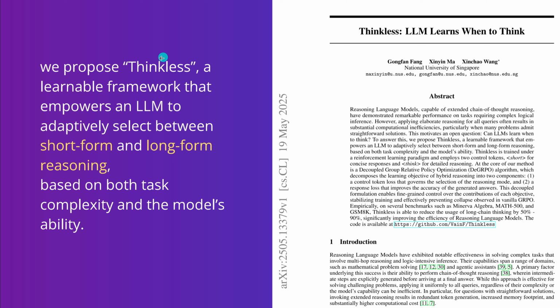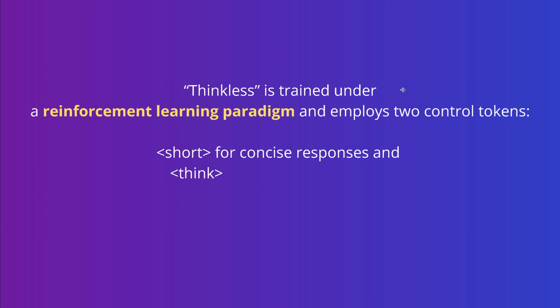Now, interesting, it's also a learnable framework that empowers an LLM to adaptively select between short form and long form reasoning. So you see, it is not anymore about no reasoning at all and long reasoning, but now we have another differentiation, short form reasoning, and this is also for the cost that we have to pay on LLM, and the long form reasoning. Plus, it is based on the task complexity and the model's ability. I love this. Let's have a closer look.